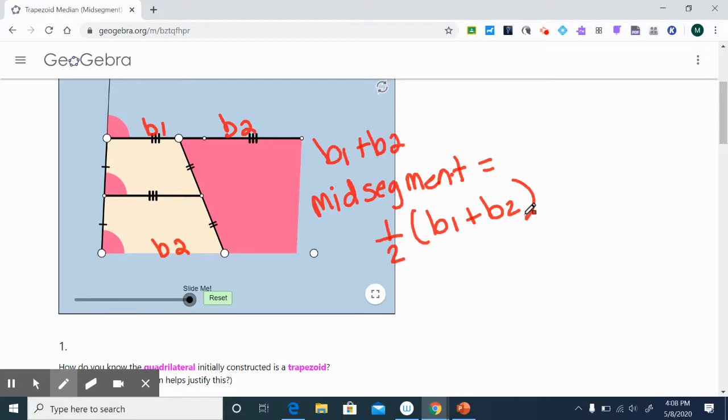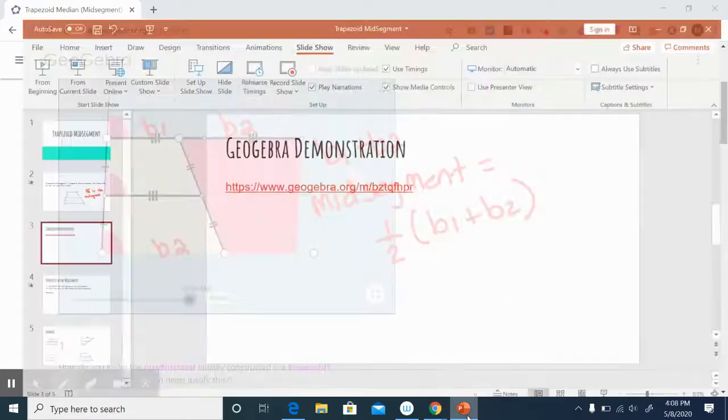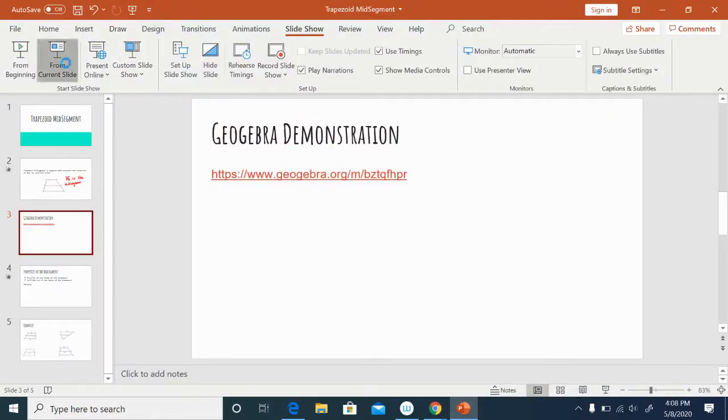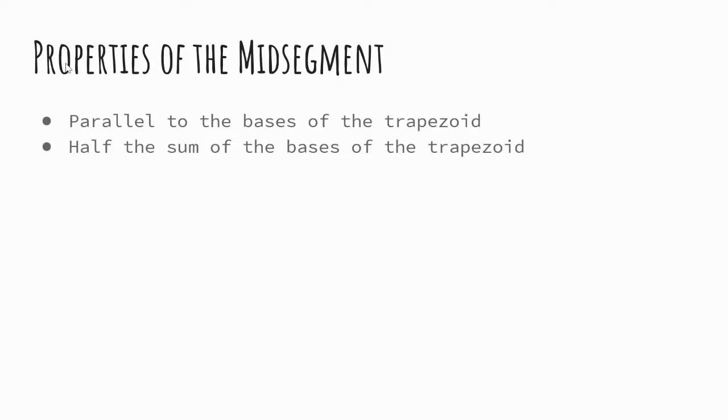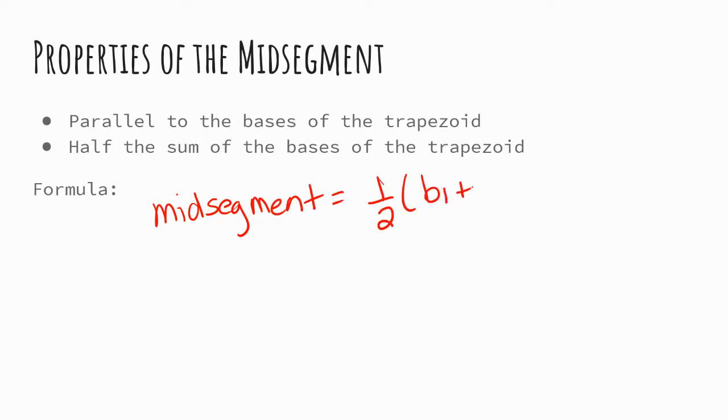All right, let's go back to our presentation here. And so let's go over some of those properties. It is parallel to the bases of the trapezoid, and it is half of the sum of the bases of the trapezoid. So the formula looks like this. Your midsegment is equal to half of your sum of the bases.